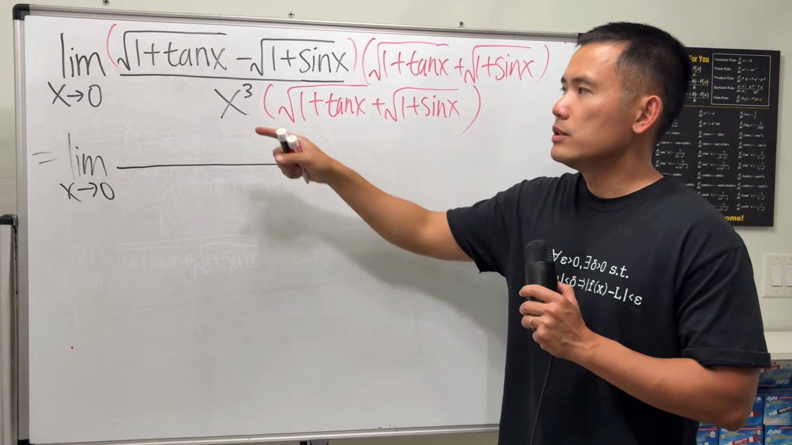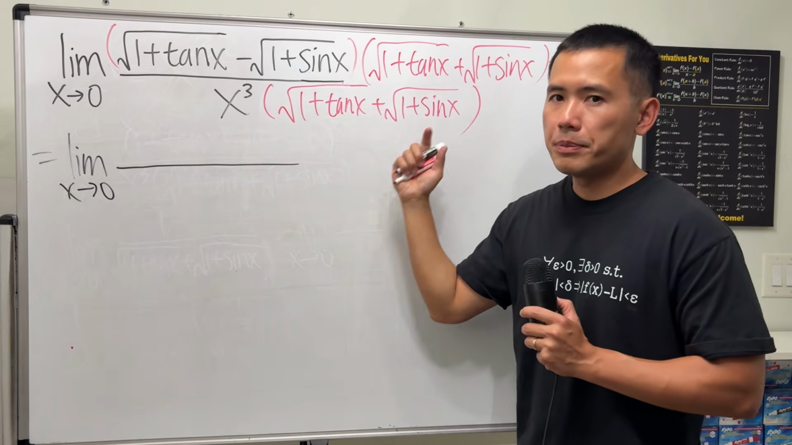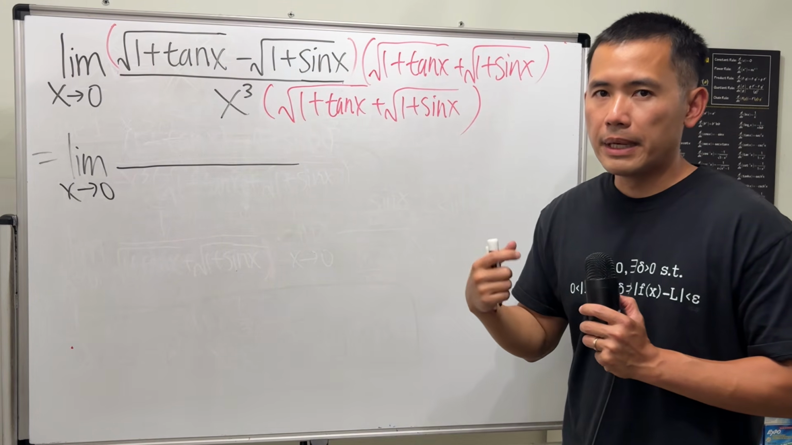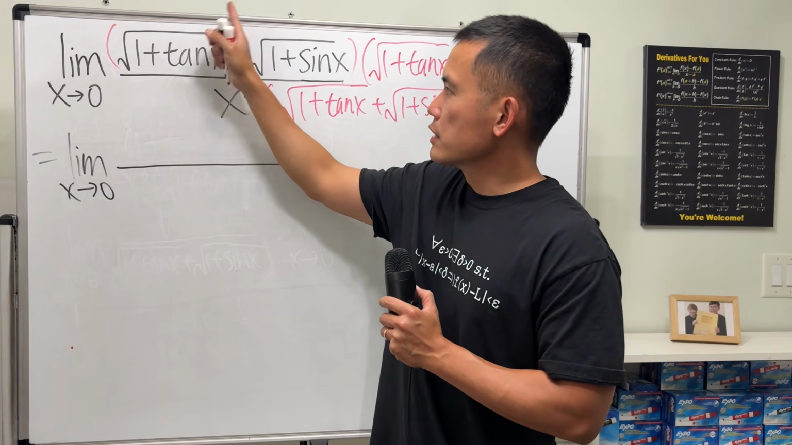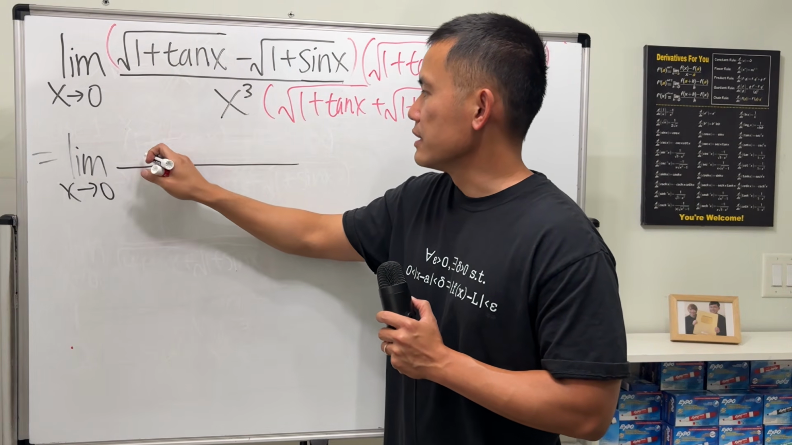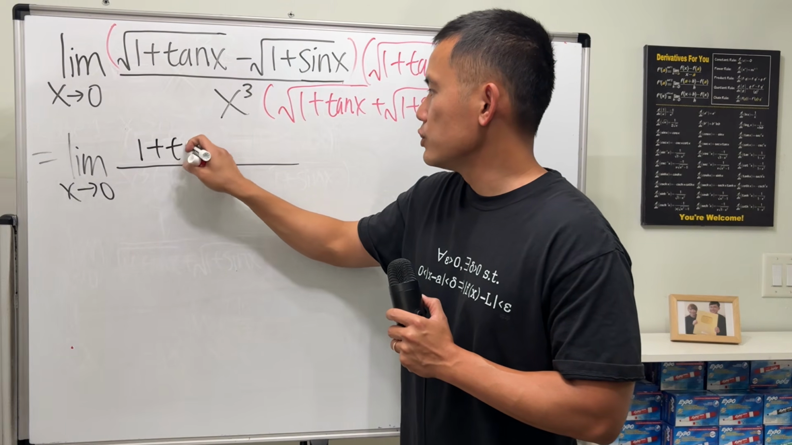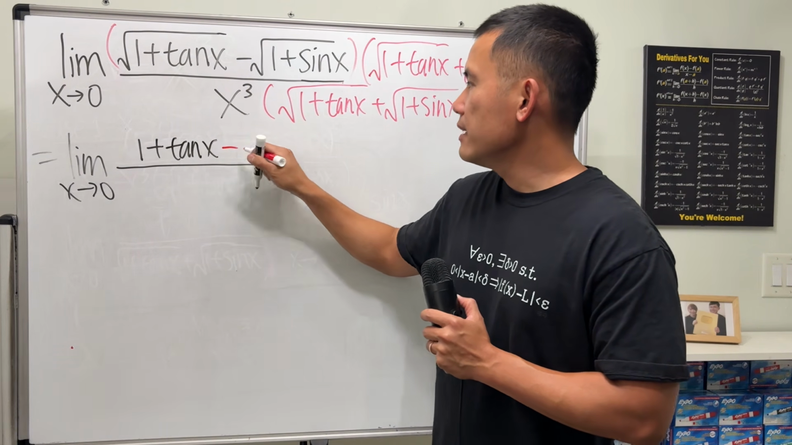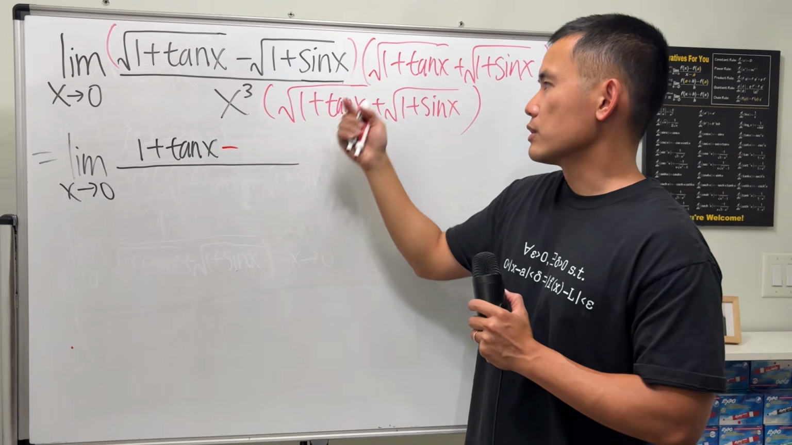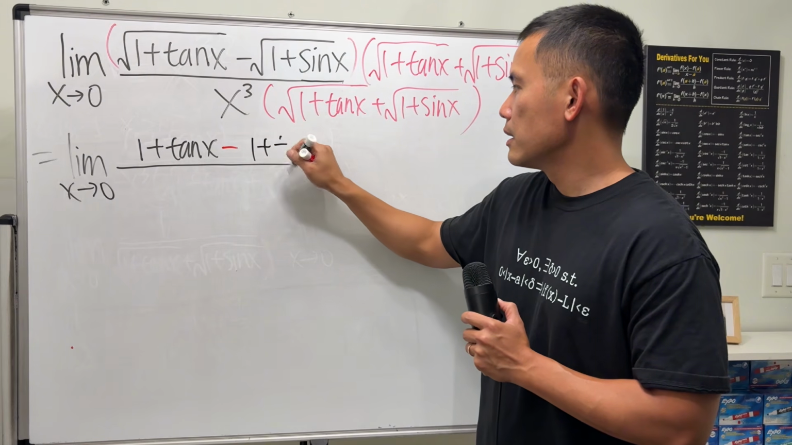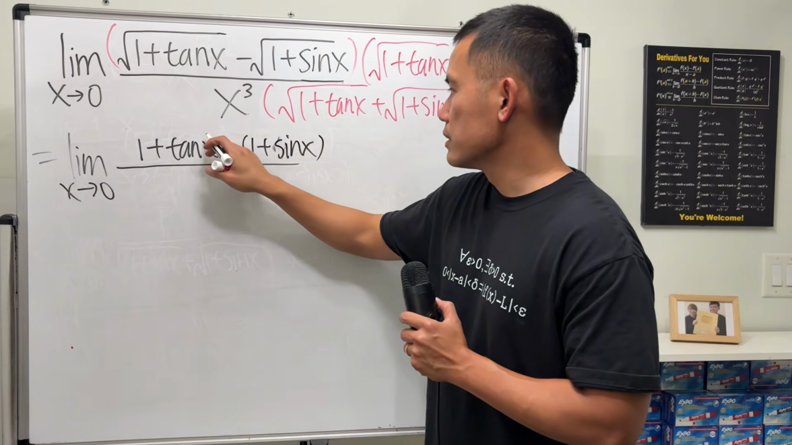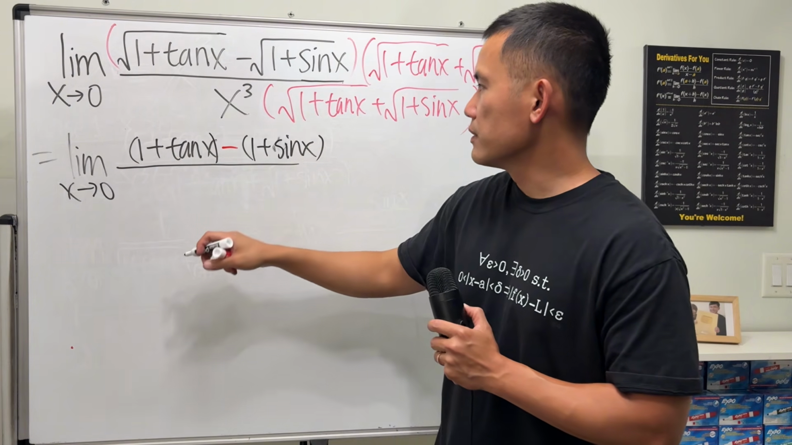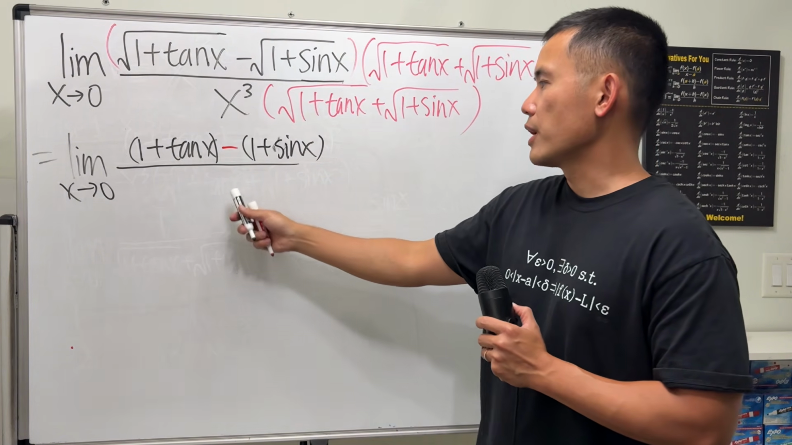Well, the top is just a minus b times a plus b. The result is a squared minus b squared. So we just square the first term, the square root cancels. We will just have the inside, 1 plus tangent x, minus b squared, which again is just going to be the inside. And now be careful for the second part. Make sure you put them in parentheses because you have to distribute the negative. And then the bottom right here stays the same.